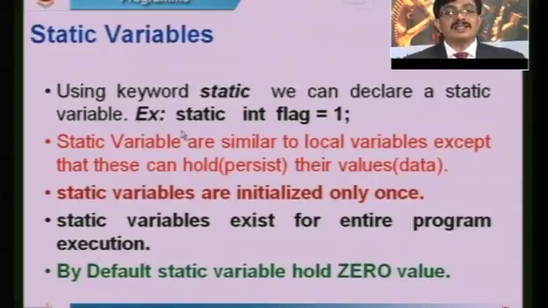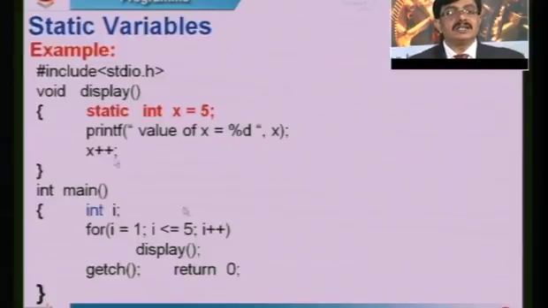If I declare a variable as a static int, then the default value they get is 0. Now consider this particular program here. I am declaring static int x is equal to 5. This is the first time I am initializing it. This is the name of the function display. You see here I am defining the function display, so here I don't have a prototype of the function display.